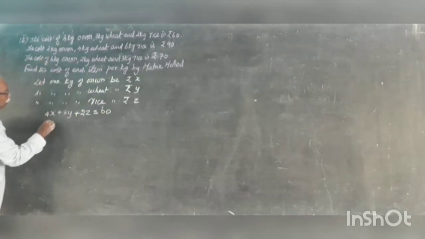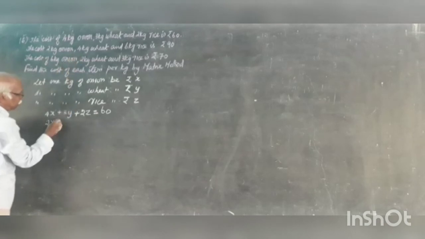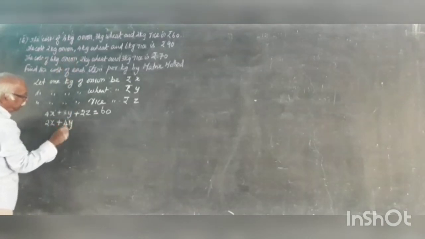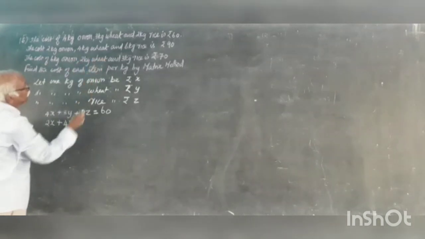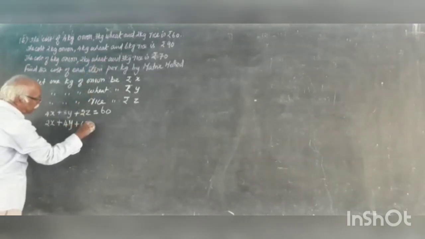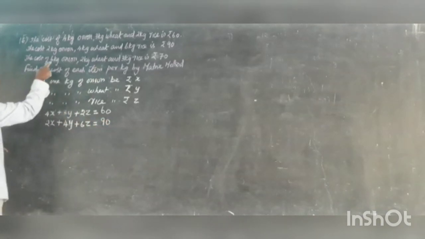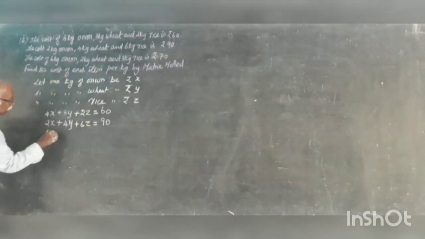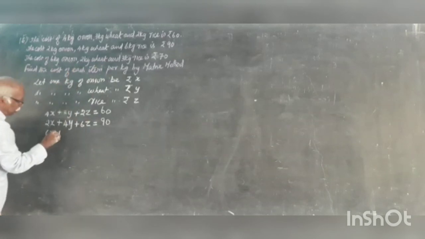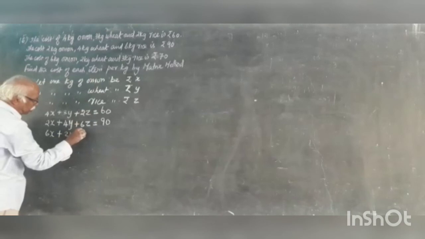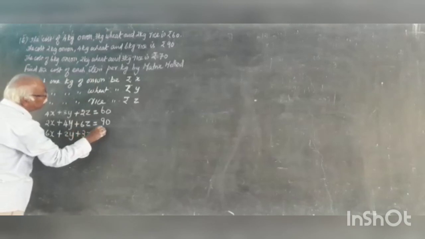Second equation: 2 kg of onion, 2x, plus 4 kg of wheat, 4y, plus 6 kg of rice, 6z, cost rupees 90. Third equation: 6 kg of onion, 6x, plus 2 kg of wheat, 2y, plus 3 kg of rice, 3z, is rupees 70.